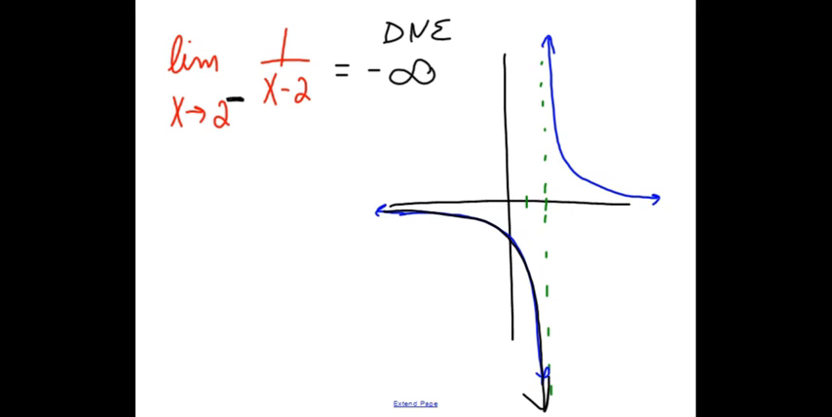And if I change this minus to a plus, now I'm approaching 2 from the right-hand side, and now this graph is approaching infinity, which again is not a number, and so it doesn't exist. So this limit doesn't exist at 2. So the short answer is, what's the limit? It doesn't exist.